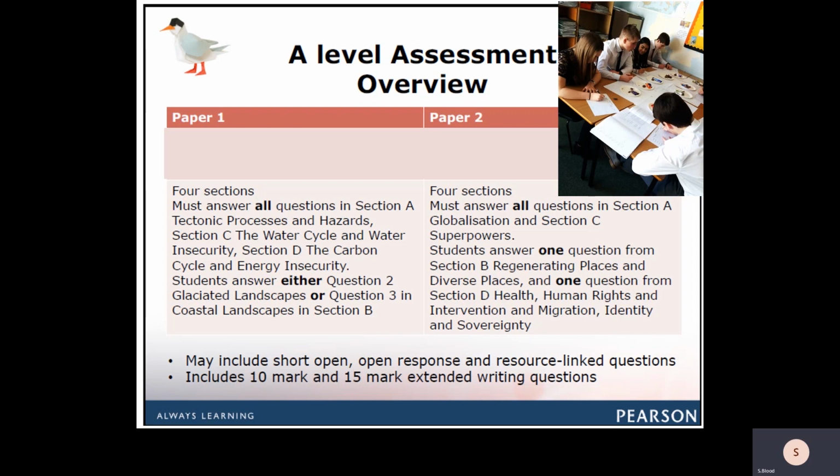These papers are made up of a range of questions. Some of them are short answer, some of them are mathematical. Then we have our open response, resource linked, evidence-based questions. And then we have our 10, 15, sometimes 16 and 20 markers, which test their extended writing skills.